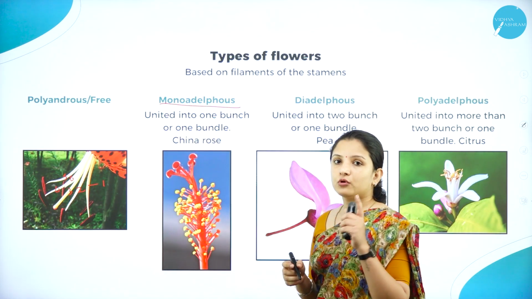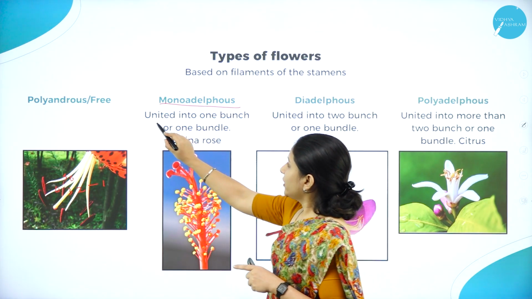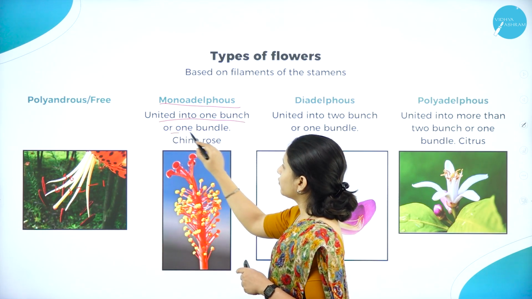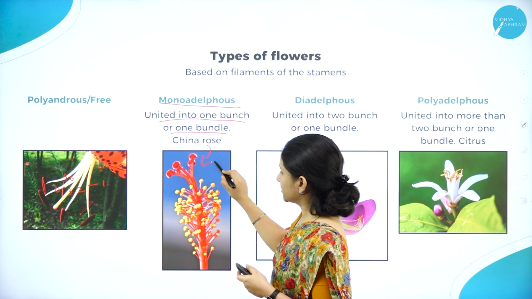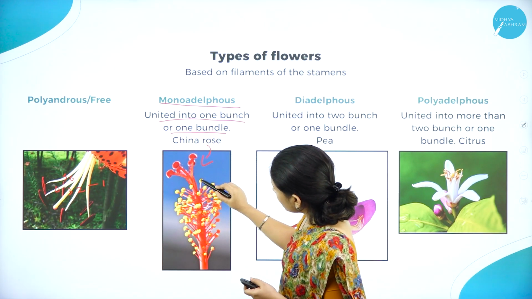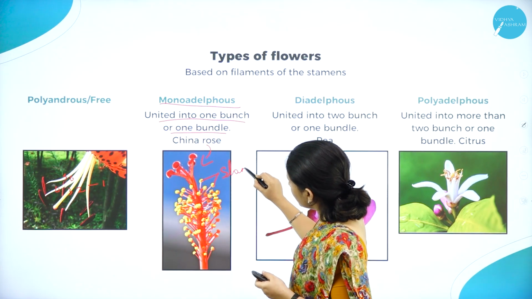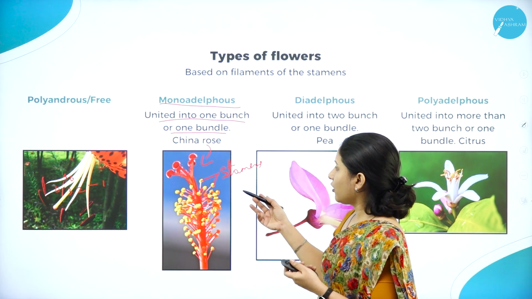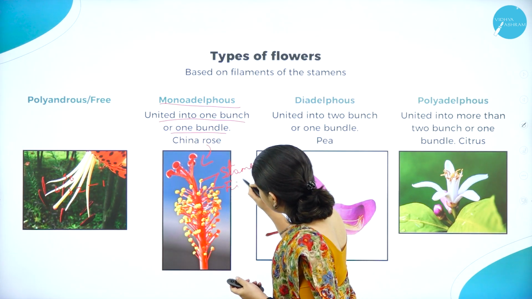And next, moving on to monadelphous. Mono means single. They are united into one bunch or one bundle. The best example is China rose, which is nothing but hibiscus. So can you see here? There are numerous stamens. All these are the anthers of the flower of hibiscus. But can you see this is the filament? So these are the filaments.